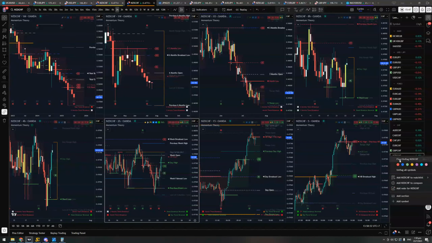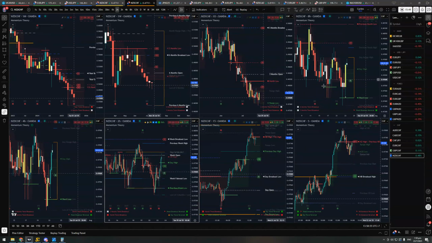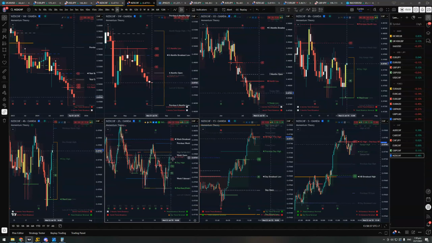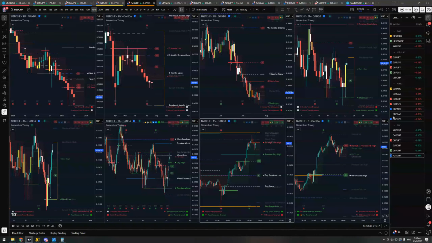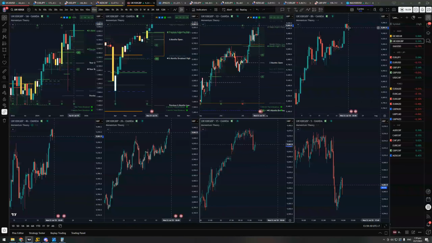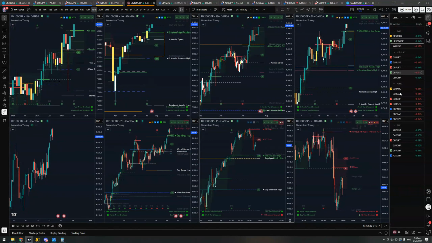NZD Swiss, session over here, but I don't like this. We're all in ranges. All right, so one more minute until London session. I'm going to be focused on GU and GBP Swiss. UK 100, I think, was going to take some time, so it's going to be GU and GBP Swiss. That's it.